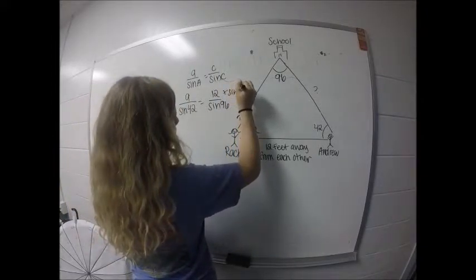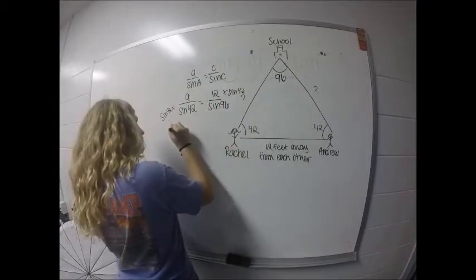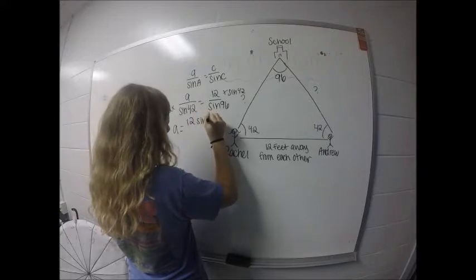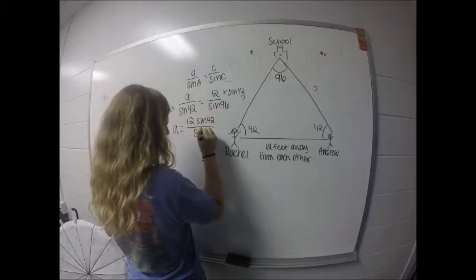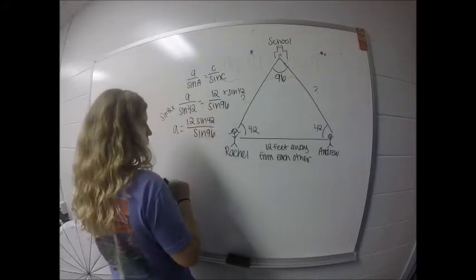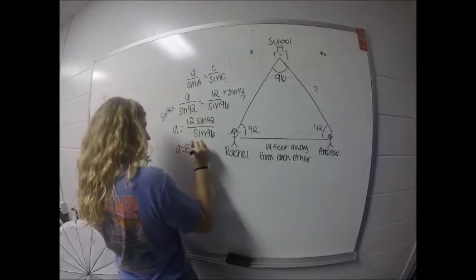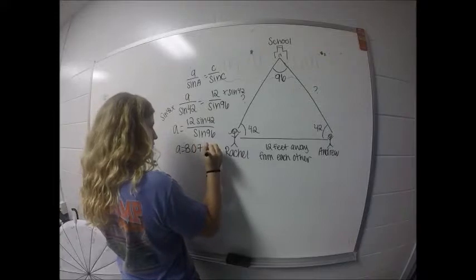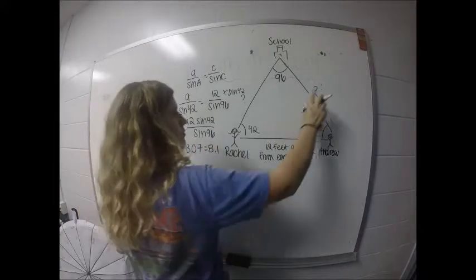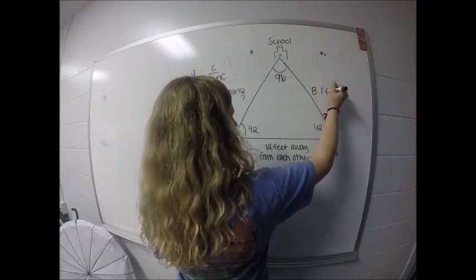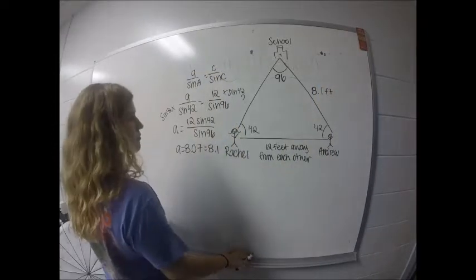We will simplify this by getting A by itself. By doing that, we will multiply sine of 42 to both sides. So A is equal to 12 sine of 42 over sine of 96. Put this in your calculator and you get A is equal to 8.07, which can be rounded to 8.1. So Andrew is 8.1 feet away from the school.